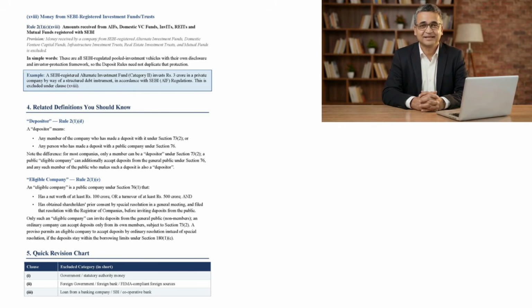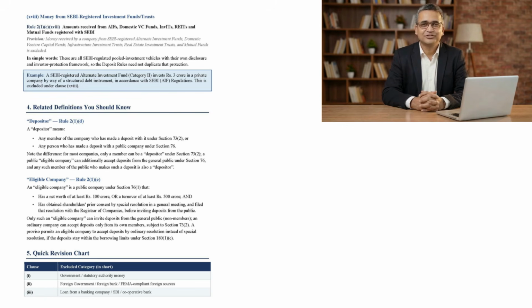For example, if a SEBI registered Category 2 AIF invests 3 crore rupees in a private company through a structured debt instrument, that amount is not treated as a deposit. And with this, we have completed all 18 exclusions under Rule 21C. Related definitions you must remember.